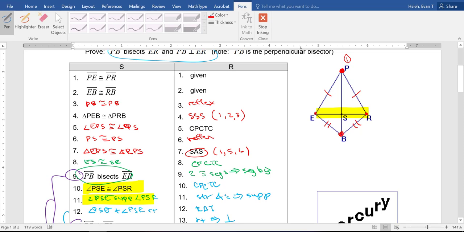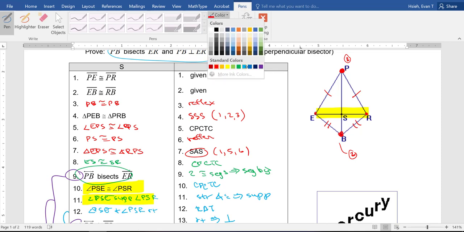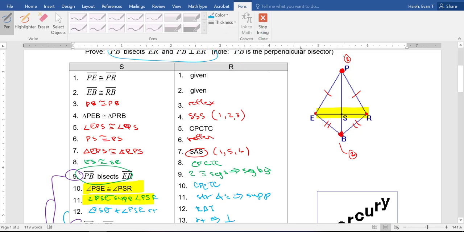Point B is a second point, so there's 2 points that are equidistant from the endpoints of ER. If you have 2 points, here's 1, here's 2, that are equidistant from the endpoints of the yellow segment, then those 2 points, P and B, determine the perpendicular bisector of segment ER.